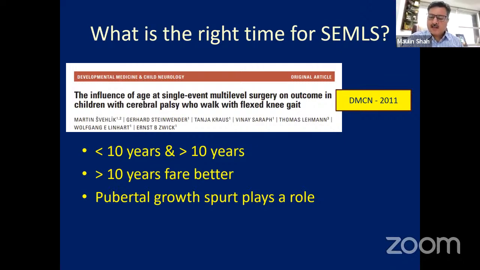Another concept which is coming up is to prevent crouch by any means. Once the crouch sets in, the lever arm becomes disturbed, and whatever interventions we do do not do well. So we want to prevent crouch, a crouch-free society. That's a concept developed by the Melbourne group. So we try to inject hamstrings, relax the gastrocs, and manage them with orthosis to prevent crouch from setting in. So the right time is ideally after 10 years.